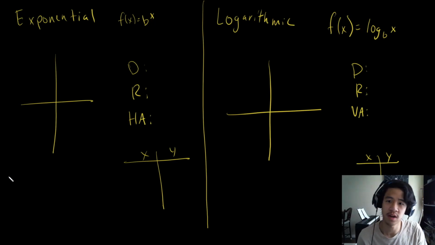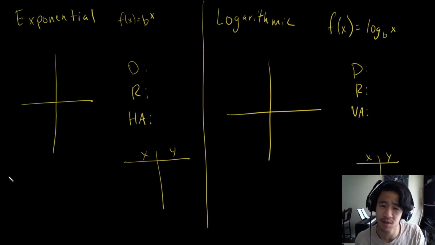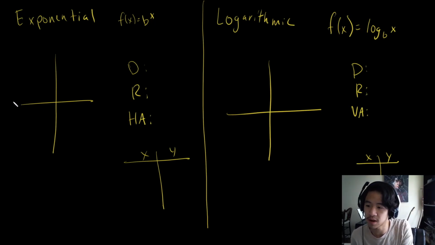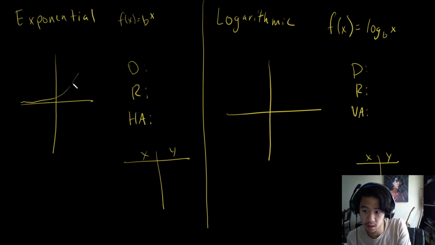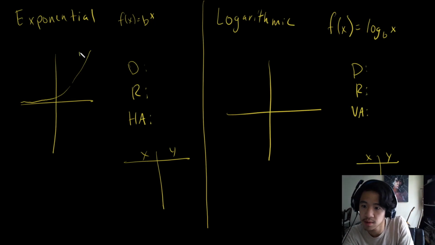All right, so before we learn how to graph logs, we are going to want to recall how to graph exponentials because they're very similar. So an exponential graph usually looks like this. It can look different like that. It can look like an exponential decay function too. So let's go ahead and I'm going to mark this as b is greater than 1.